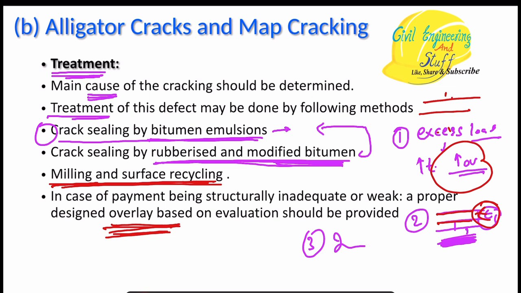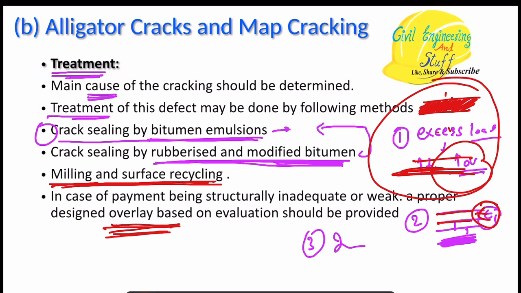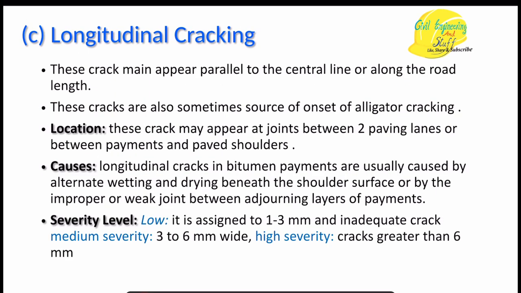Suppose the subgrade is weak. No matter how much treatment you do at the surface level, if the soil subgrade is weak, then ultimately you have to remove the whole layer. So proper care has to be taken while doing all this survey, and that's why we have to maintain proper quality control while constructing any road.